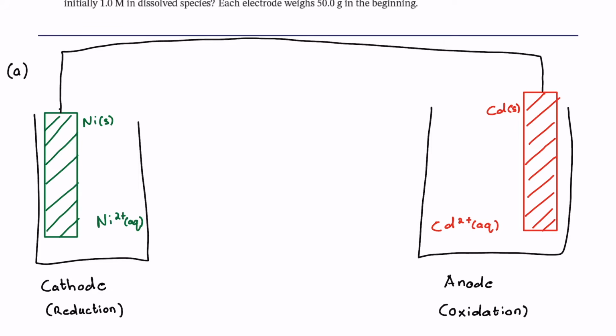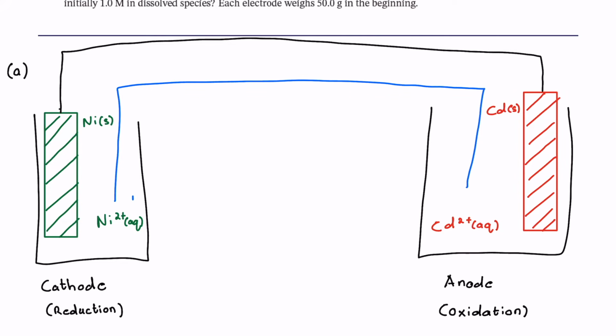All right, the question now is, we still need something that's going to allow us to complete the circuit. So yes, we still need a salt bridge. So let's draw in a salt bridge. Let's just give it enough space so that I can actually draw. So there's our salt bridge.